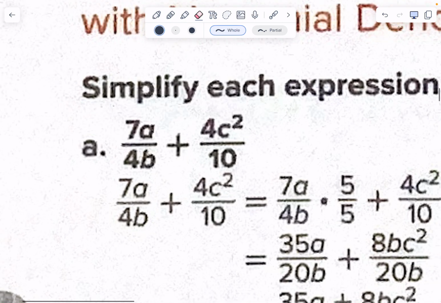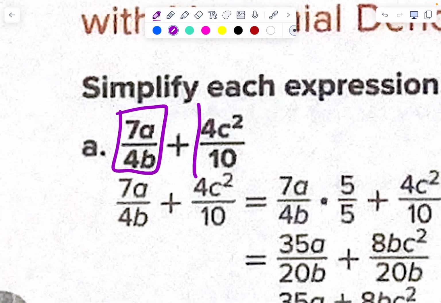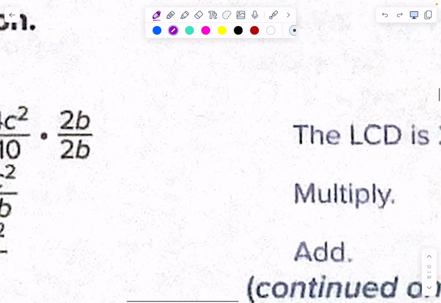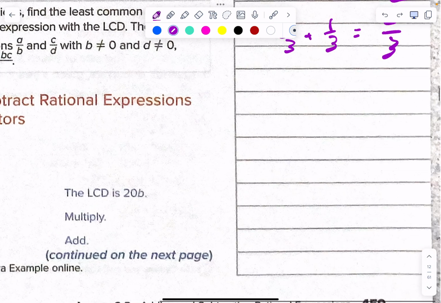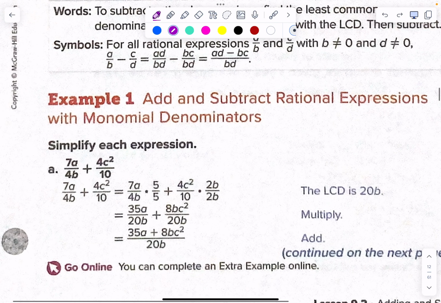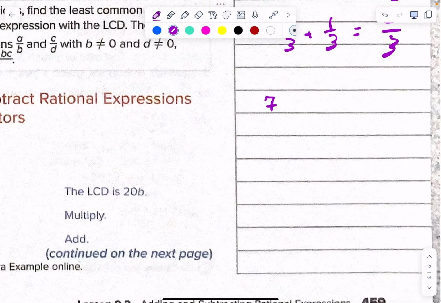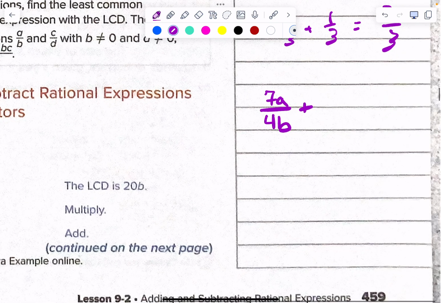Here are the 2 things that we're adding together. You see these 2 fractions? We're adding this together. And what we need to do is, do we have room somewhere? Let's put it over here. Everybody rewrite it over here: 7a over 4b. I don't like their work, so I'm going to rewrite it. Plus, put this off to the side. Everybody.